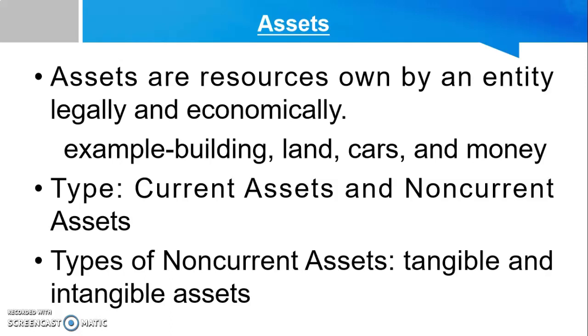Assets are resources owned by an entity, legally and economically. For example, building, land, car, and money are types of assets of the entity. Assets are classified into two main categories, current assets and non-current assets.